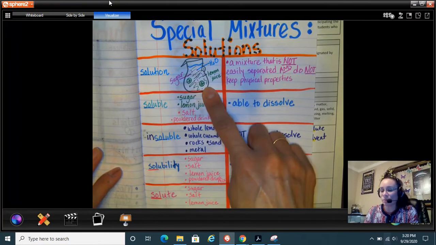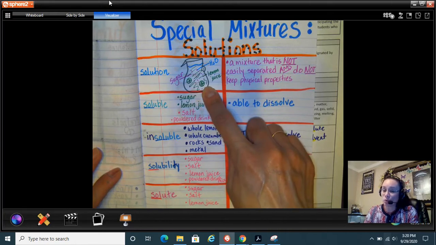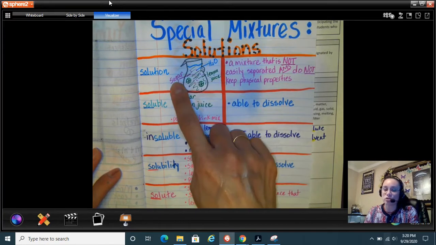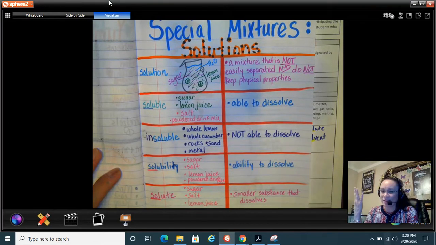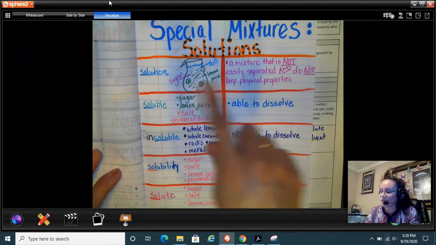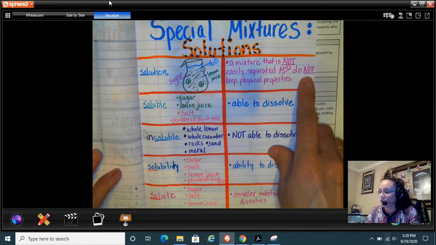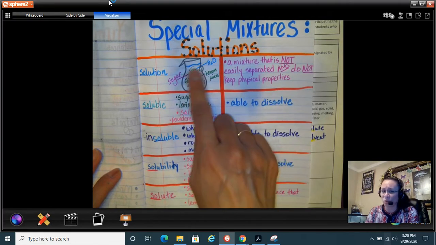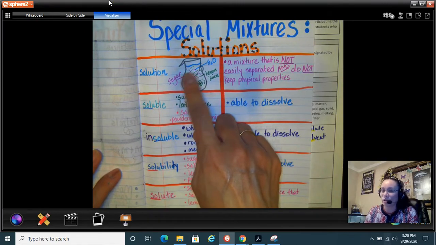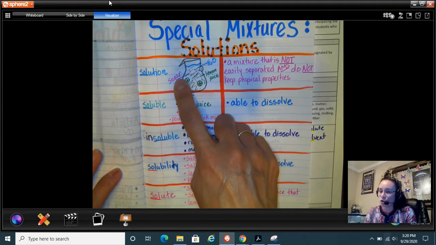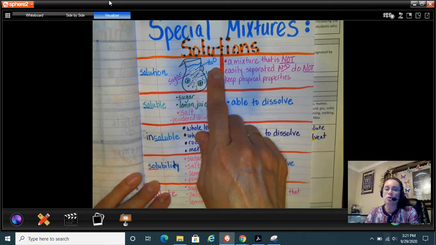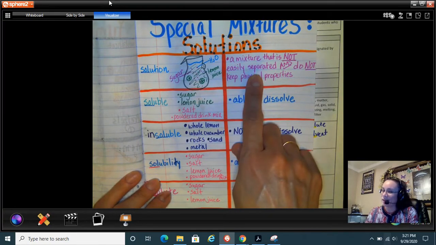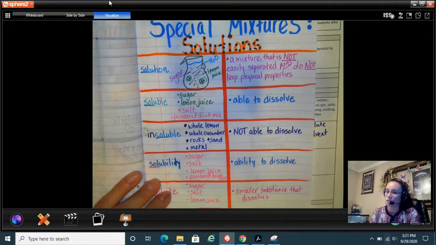I drew a picture of a pitcher of lemonade. Does it have 2 or more substances? Yes, it has water, lemon juice, and sugar. So it is a mixture, but it's not easily separated because I can't use my hand to separate the water from the sugar. Okay, it's more complicated than that. So it is not easily separated, and they do not keep their physical properties because now it doesn't look like simple water anymore. It looks a little cloudy with a little bits and pieces of lemon juice. Sugar makes it a little more cloudy. So yeah, the water didn't maintain its color either. So a solution is a special mixture, but it's not easily separated and they do not keep their physical properties.